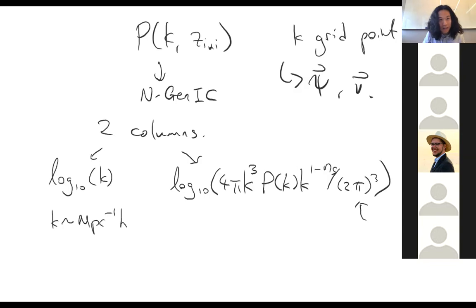This 2 pi cubed comes in because there is a box factor that you have to multiply in the displacement field algorithm that goes like the box length.